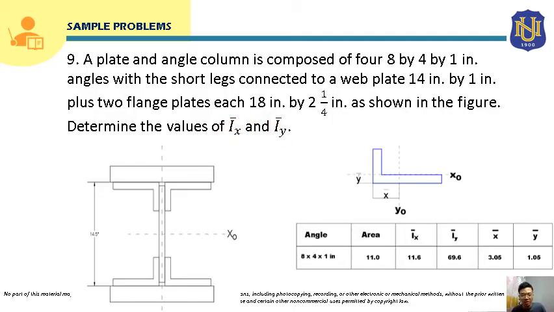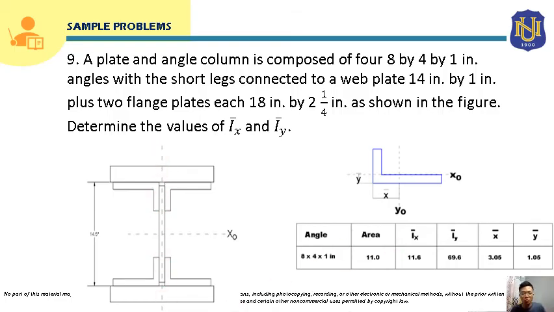So we have to locate first the X and Y centroidal axes. In this case, as we can see in our figure, this column is symmetric at the right and at the left, and also symmetric at the upper part and at the lower part. So we can say that the X and Y centroidal axes are just at the center. Its centroid is just at the center. So this is where the X and Y centroidal axes are located.